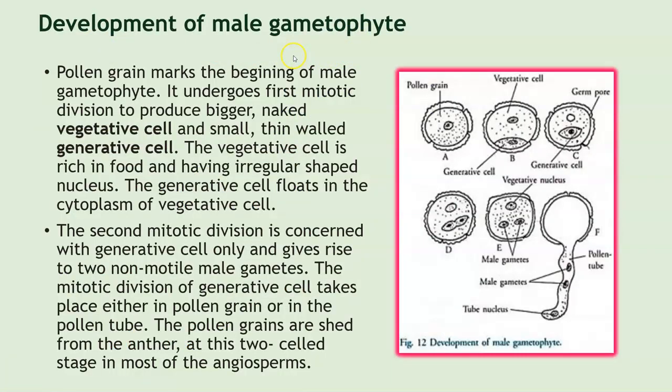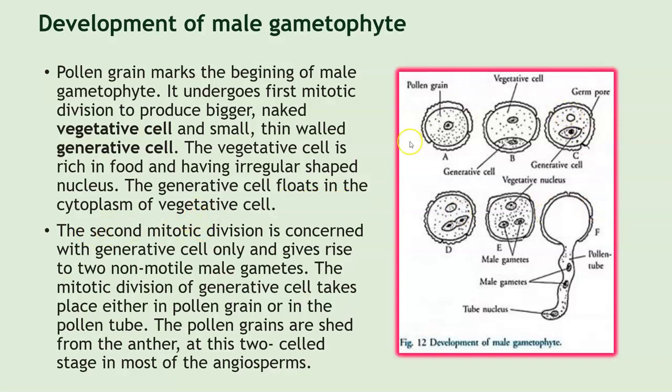Students, in our previous lecture, we have already seen the structure of a pollen grain. Now, this pollen grain marks the beginning of the male gametophyte. It undergoes the first mitotic division to produce a bigger, naked vegetative cell and a small, thin-walled generative cell. The vegetative cell is rich in food and has an irregularly shaped nucleus. The generative cell floats in the cytoplasm of the vegetative cell.